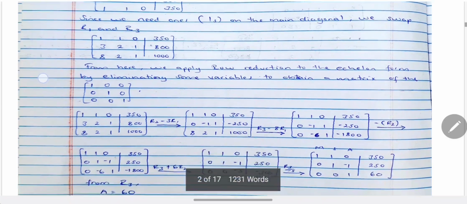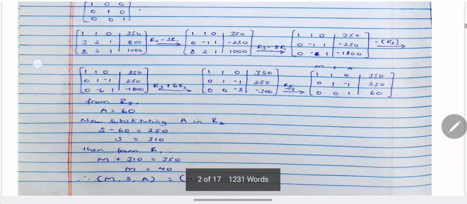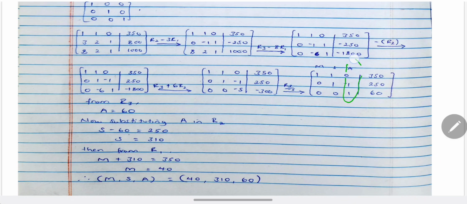From there we go ahead and perform row operations. These are the row operations. We perform these until we get a matrix like this. You can clearly see that now we have ones on the main diagonal as expected. From there we solve this, and since now we have a equal to 60, we can go ahead and substitute in for the other values, and then we finally get this.